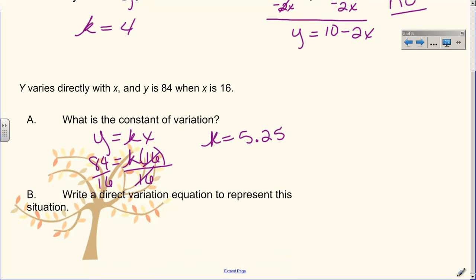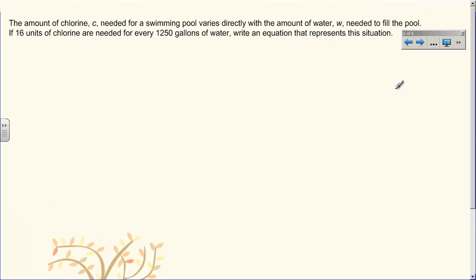Part B says write a direct variation equation to represent this situation. Well, to write the direct variation equation, we go back to here. y equals k, which is 5.25, x. That's what the direct variation equation looks like. To find the constant of variation, I had to use the information given in order to do that. So that's what direct variation looks like. So let's do one more.